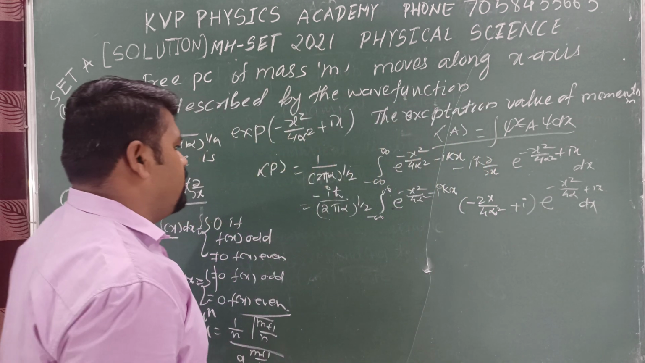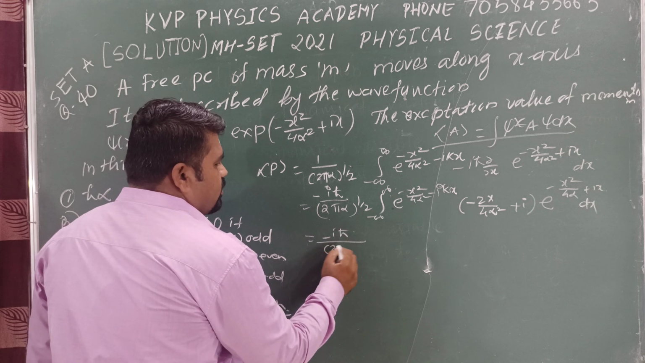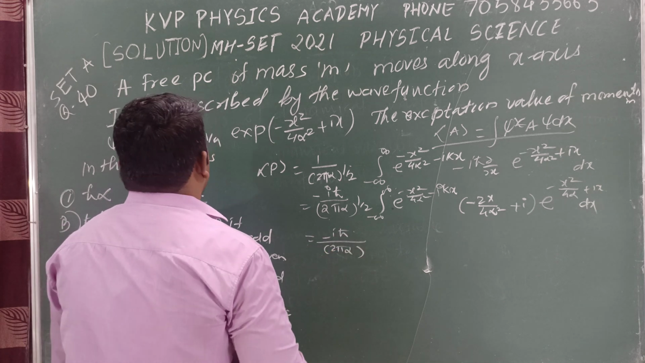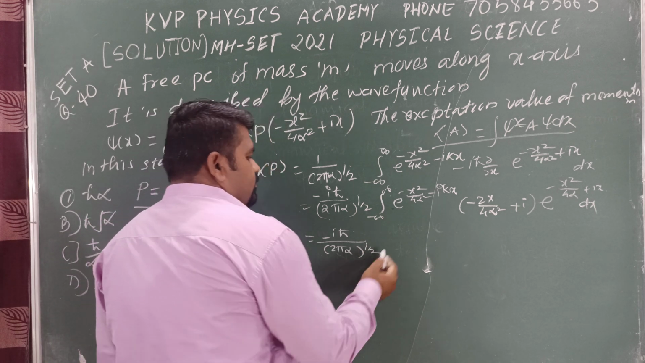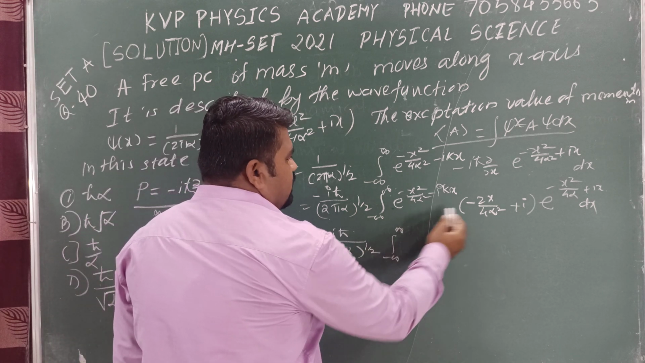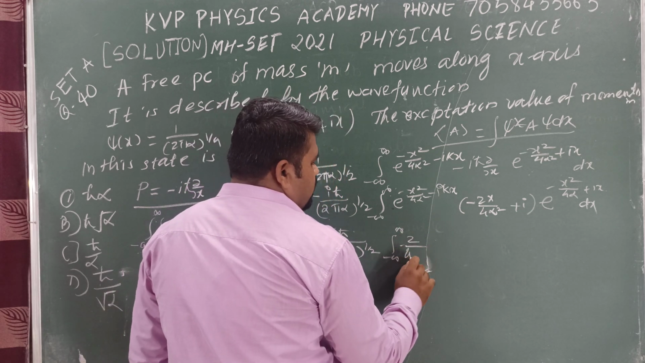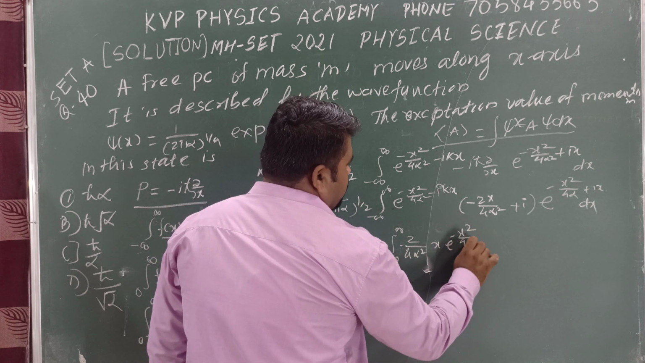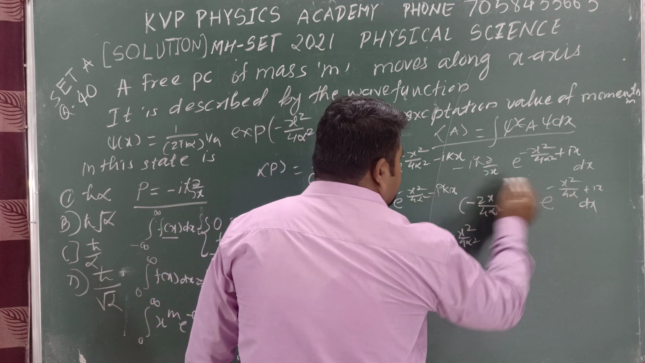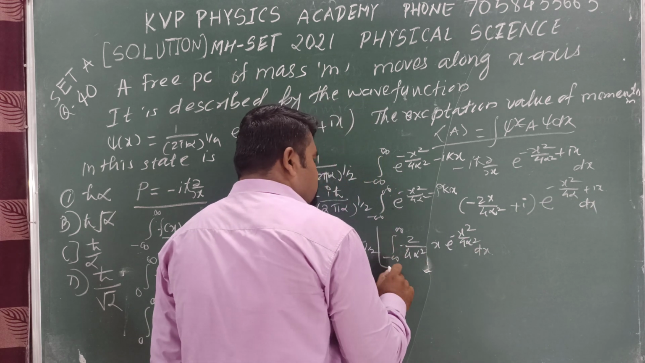Got it? Now next, minus i h cross upon 2 pi alpha, bracket is to the power 1 by 2, limit minus infinity to plus infinity. Now splitting this one, this becomes minus 2 upon 4 alpha square, x e to the power minus x square upon 4 alpha square, and here plus minus get cancelled, into dx. This one is the first integration.